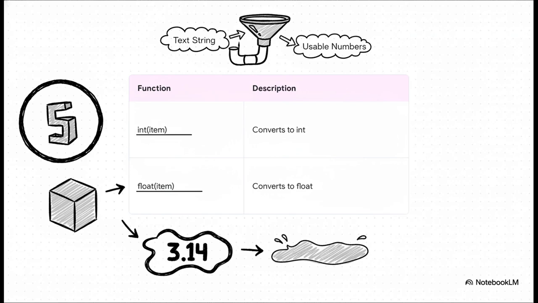Think of them like a funnel. They translate those text strings back into true, mathematically usable numbers. You simply pass your string argument right into the parentheses. The int function hands you back a solid whole integer, and the float function hands you back a real number complete with its decimal point.